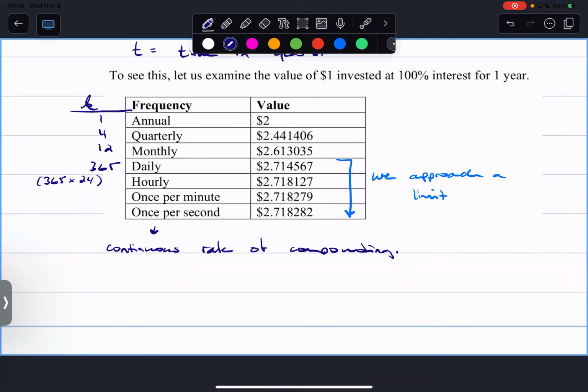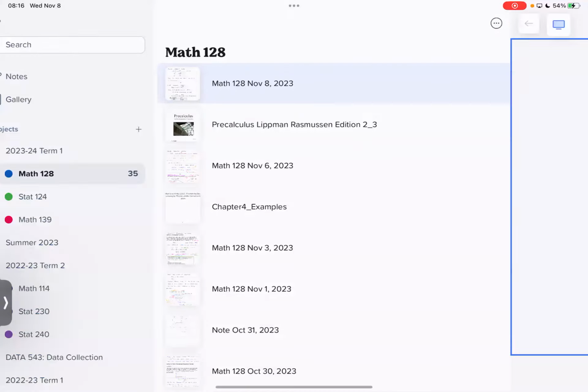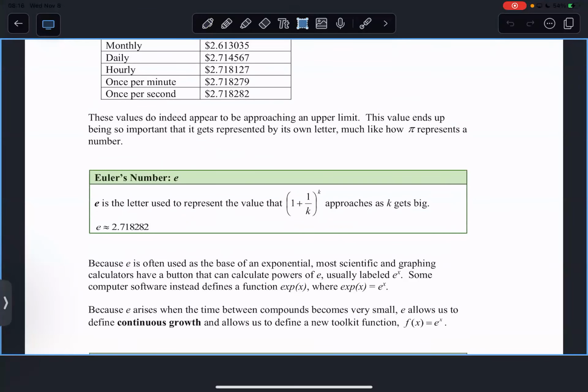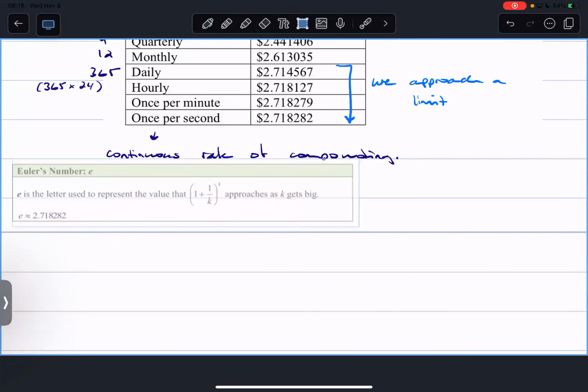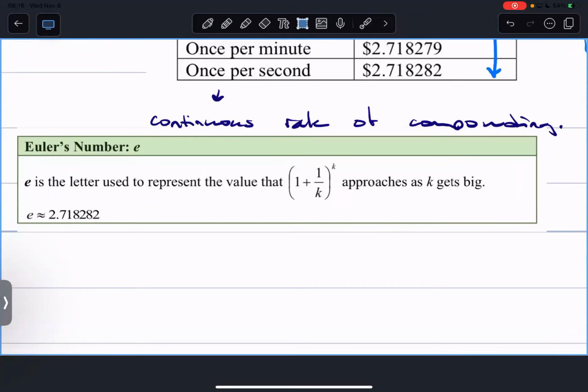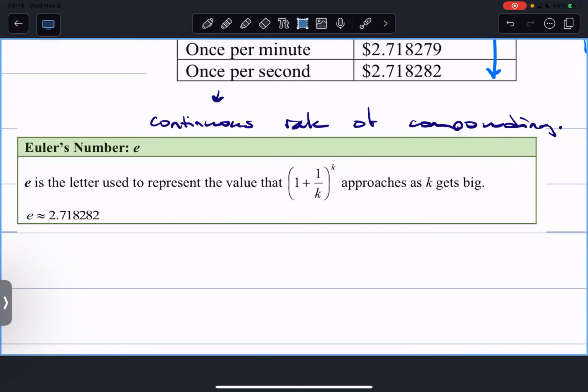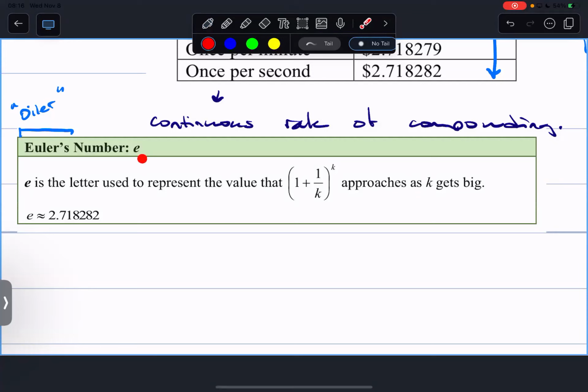Okay? Now, as a fact, should I just copy it down? I think there's a little box that I'll steal. Euler's number. You've probably already seen E. E's on our calculator, and it's one of those constants that we use. And what it does is, so this is Euler's number. I only mention how to say his name so you don't sound like you don't know what you're talking about. Euler is how you say it. So E is Euler's number.